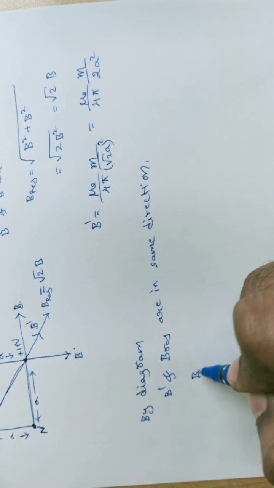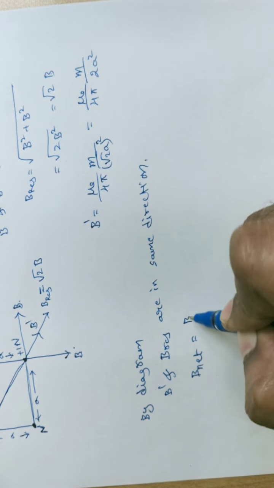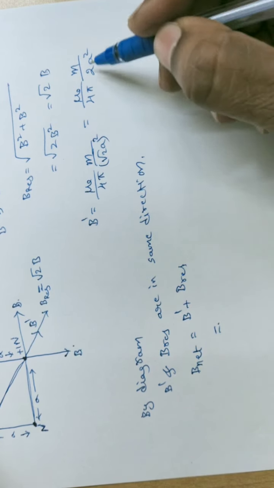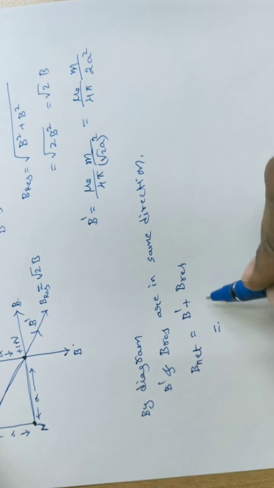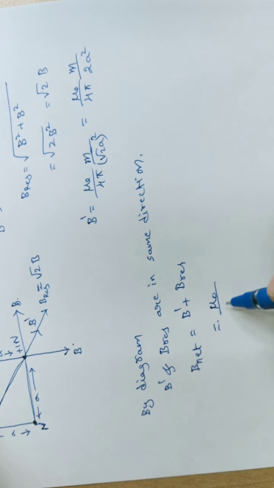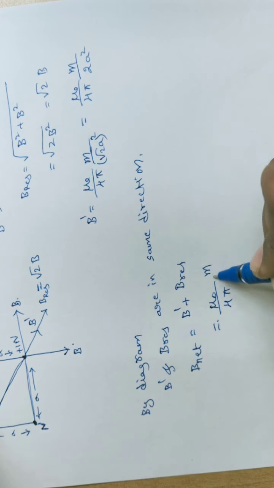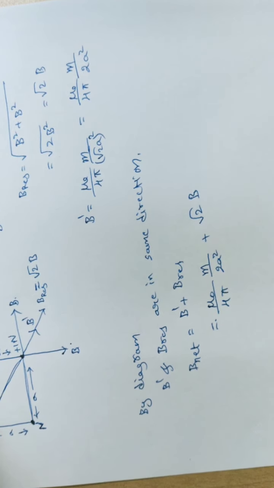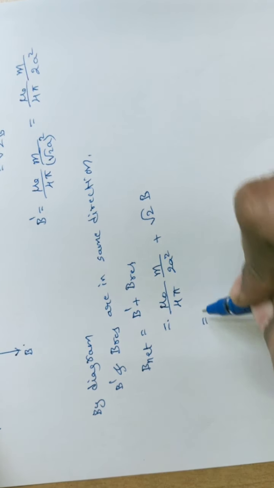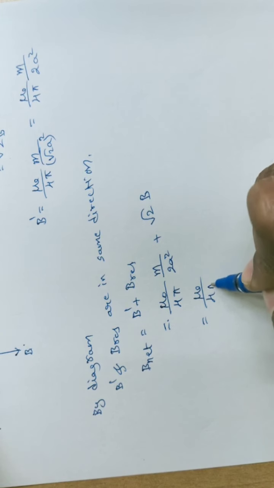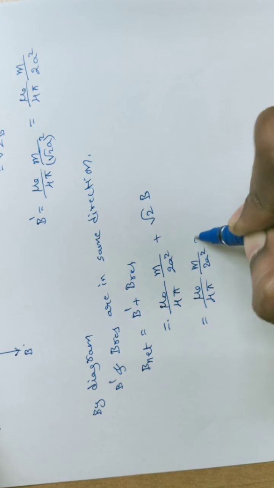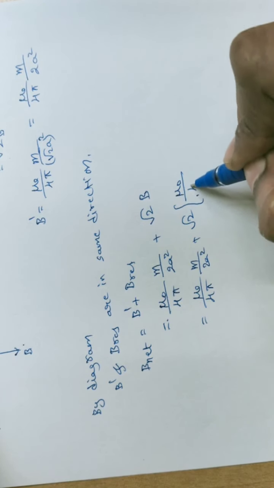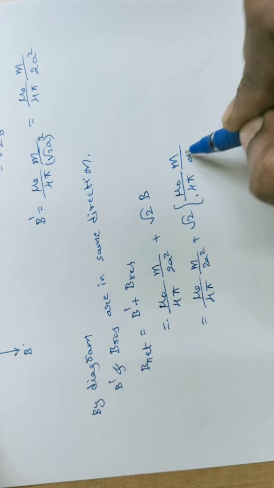So here B net value is equal to B dash plus B resultant, students. So B dash value is equal to how much, students? That is nothing but mu naught by 4 pi into m by 2a square, and this is root 2 B. Is it clear? So then it is mu naught by 4 pi m by 2a square plus root 2 into B value, which is equal to how much, students? Mu naught by 4 pi into m divided by a square.